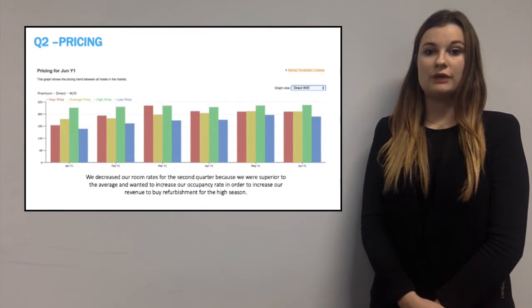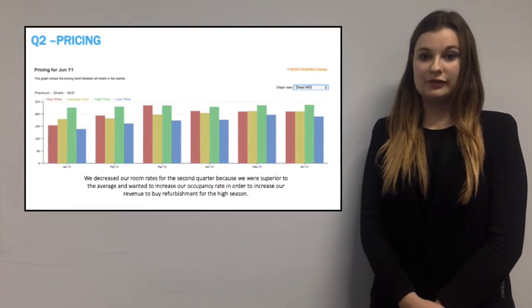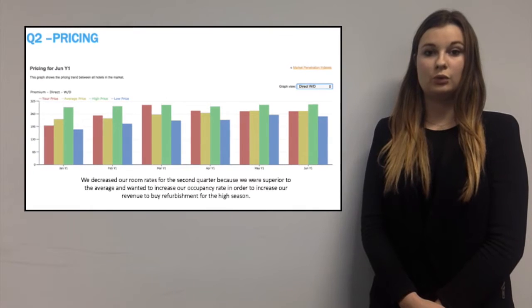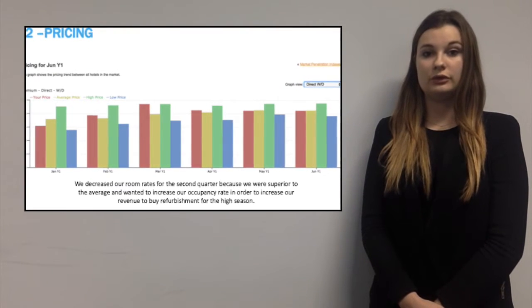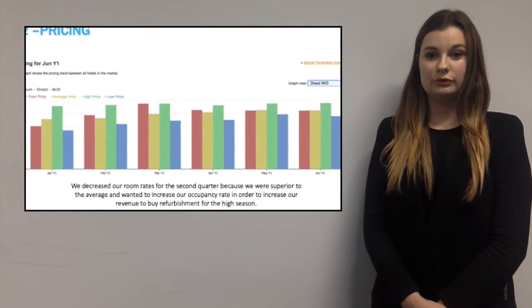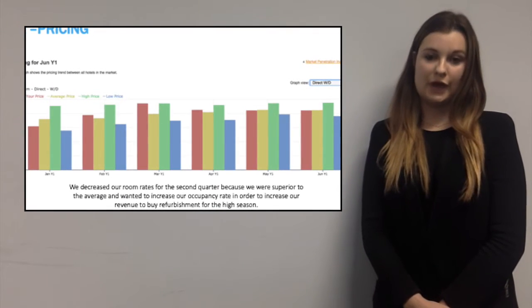This graph shows the pricing at the end of quarter 2. We can see that we decreased our room rates for the second quarter because we're superior to the average and wanted to increase our occupancy rate in order to increase our revenue to buy refurbishment for the high season.